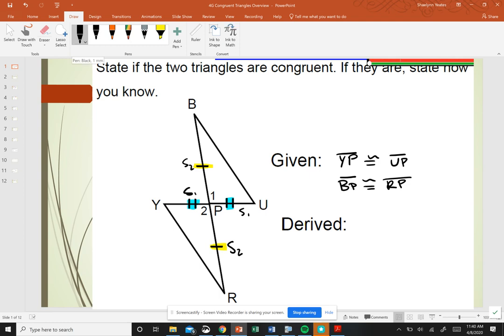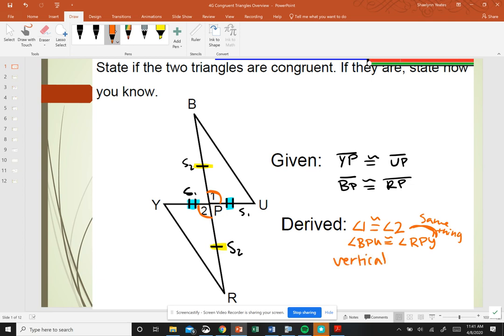Well, a lot of you last week impressed me by noticing that vertical angles are always congruent. So this is a vertical angle with this. So I can figure out that angle 1 is congruent to angle 2, or in other words, angle BPU is congruent to angle RPY, because these are the same. Same thing, just written in two different ways. And I'm able to say this because they're vertical angles. And vertical angles are always congruent, okay?